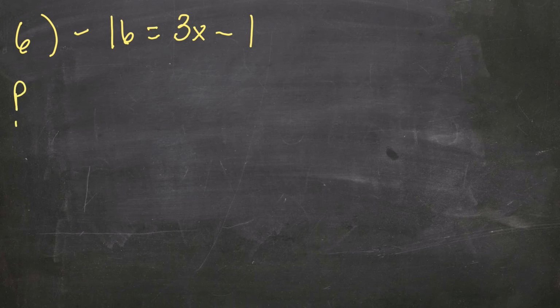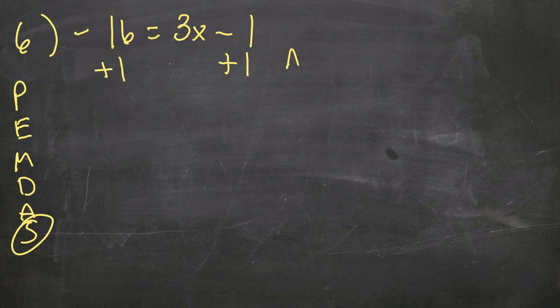Alright, 6. Same exact concept. PEMDAS. Oh, look, I see subtraction, so I add 1 to both sides. That is my addition property of equality. I get negative 15 equals 3x.